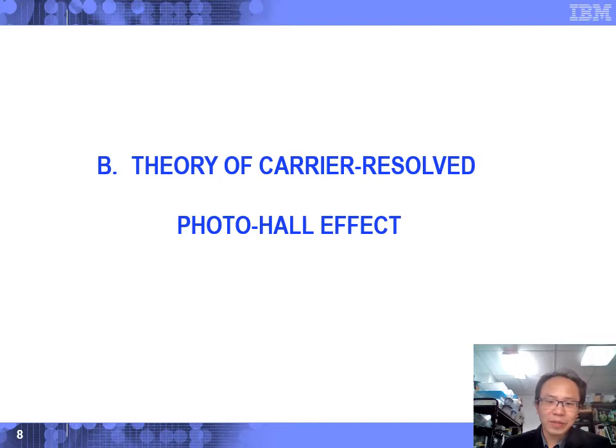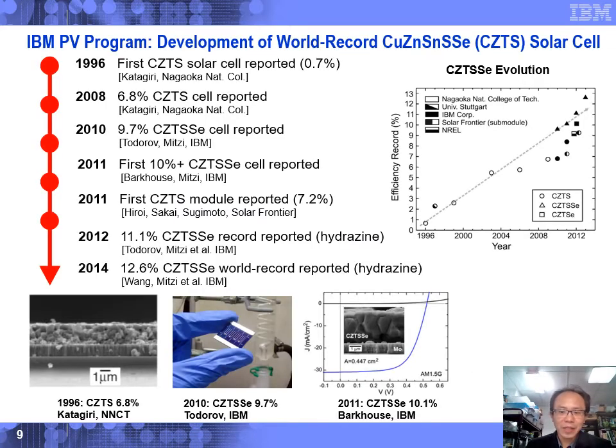So now we're going to talk about the theory of the carrier resolved photo Hall effect. And just as a background, this work was done under the IBM photovoltaics program, where we developed a world record copper zinc tin sulfur selenide, or CZTSSe, solar cell, where in 2014 we achieved a world record efficiency of 12.6%, where the record still stands until today.